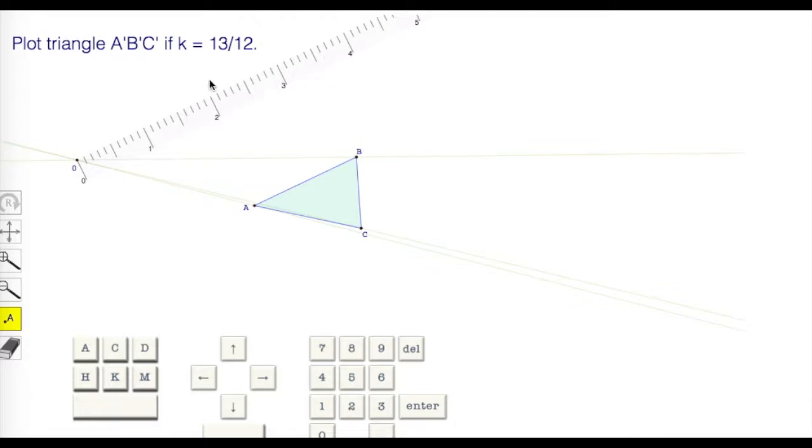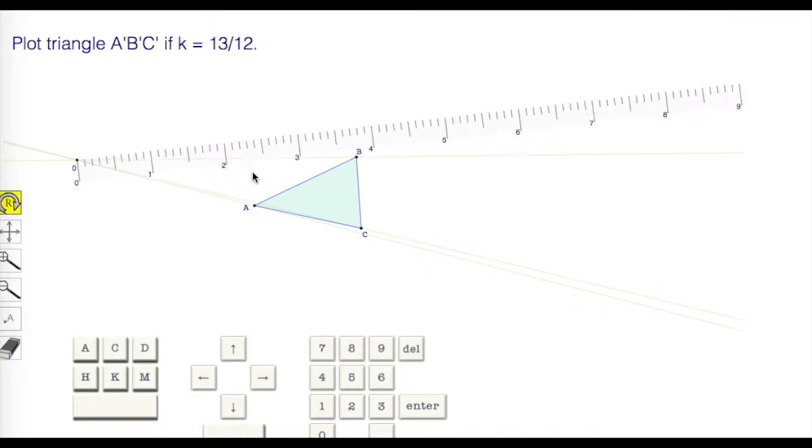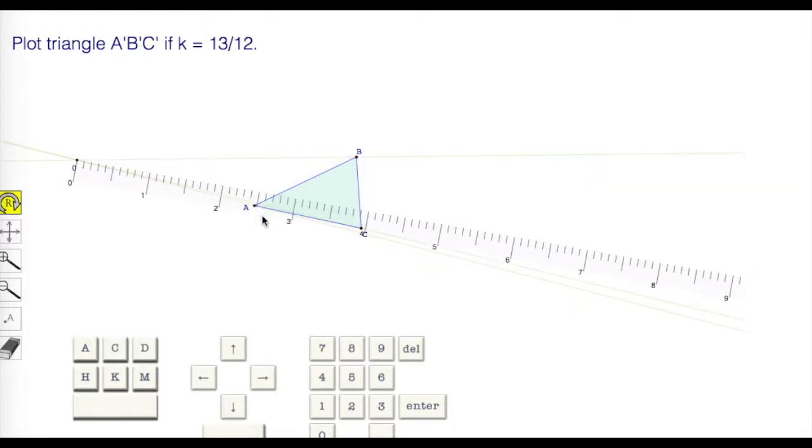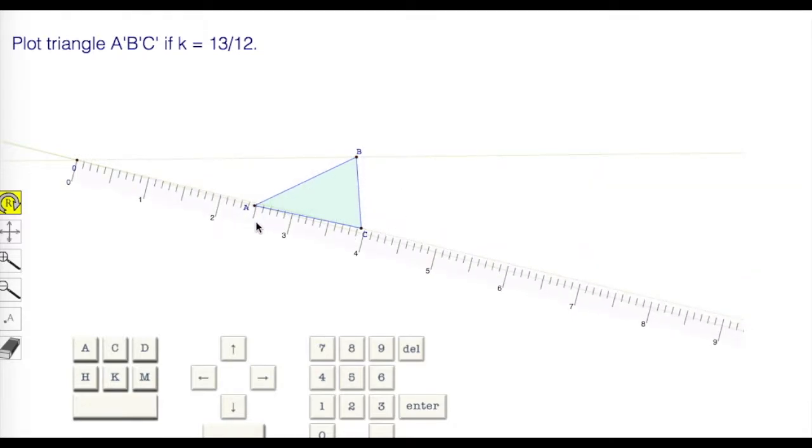All right, welcome to level 5. We have a triangle and we're being asked to plot A prime, B prime, C prime if k is 13/12. Rotate the ruler. I'm going to measure the distance from A to C. That's the furthest away. So that looks like it's at 3.95.